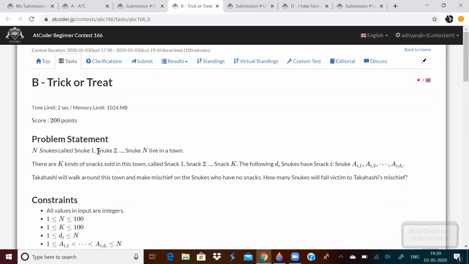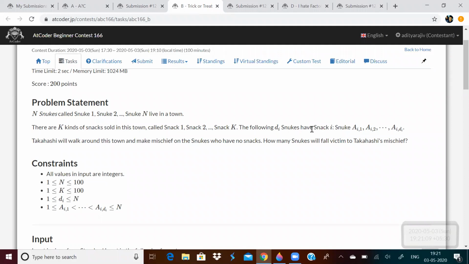There are N snukes called Snuke 1, Snuke 2, up to Snuke N. There are K kinds of snacks sold in the town: Snack 1, Snack 2, up to Snack K. The following d_i snukes have snack i. That means the first snack is with these many snukes. So we have to find how many snukes will be victims. What is a victim? A victim is a snuke that does not have any snack. So we have to find how many snukes do not have a snack.